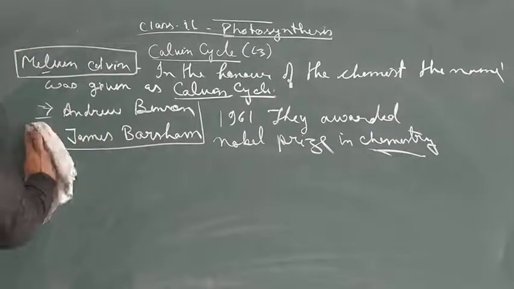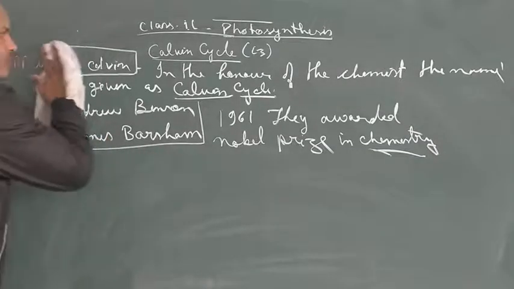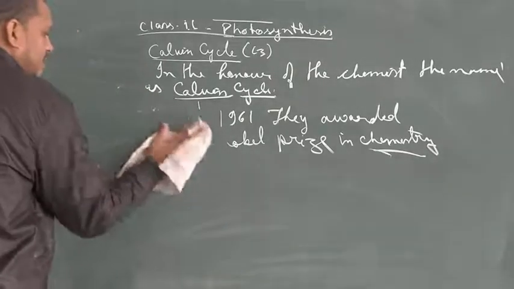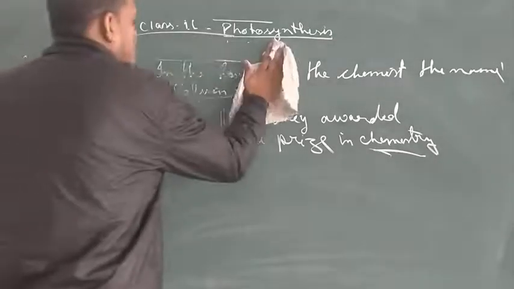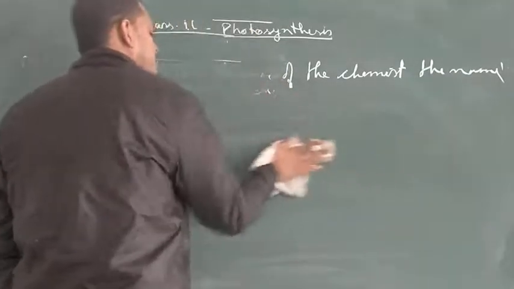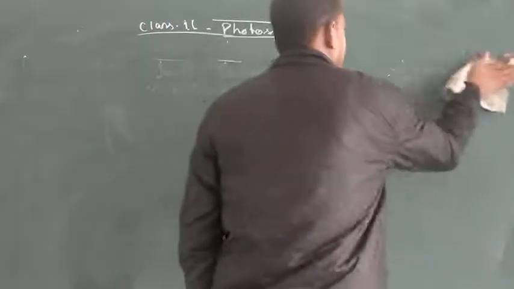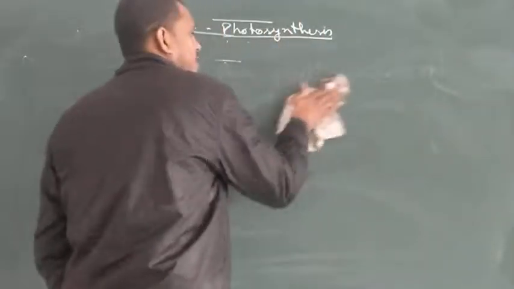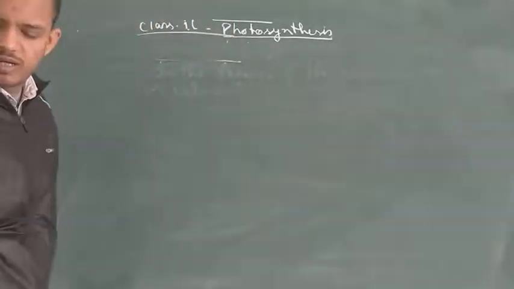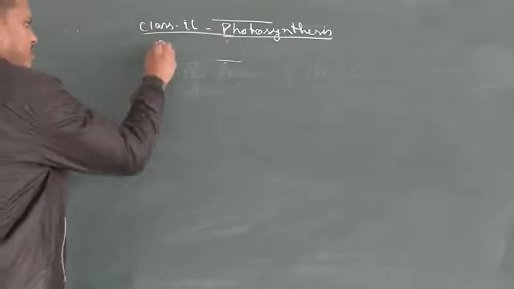What happened in the Calvin cycle? Actually, this Calvin cycle, I told you, is the result of the dark reaction. The result of the dark reaction which takes place during photosynthesis, meaning the complete formation, or we can say the reduction biosynthetic phase, that includes your biosynthetic phase.